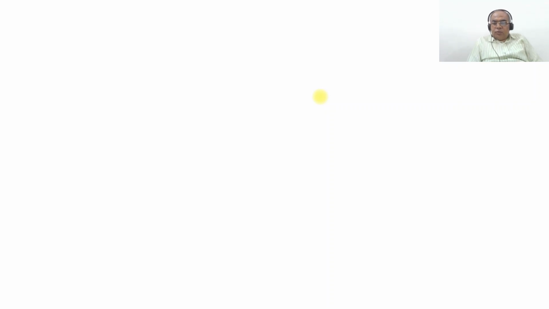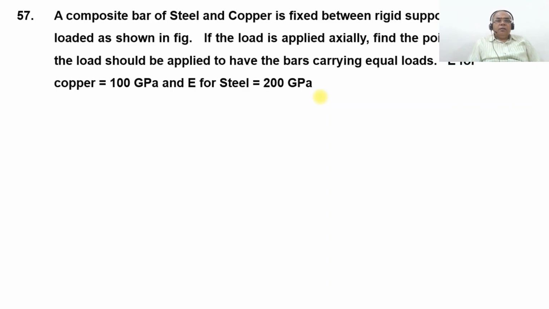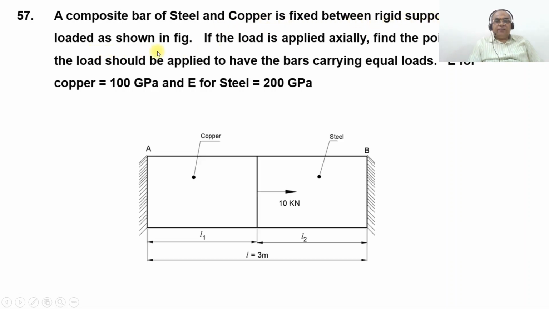Now, we're going to take up one more problem on the composite bar. The problem is number 57. A composite bar of steel and copper is fixed between rigid supports and loaded as shown in the figure. So this is the figure wherein this segment is a copper bar and this segment is a steel bar, having lengths L1 and L2. The total length of the bar will be equal to 3 meters.